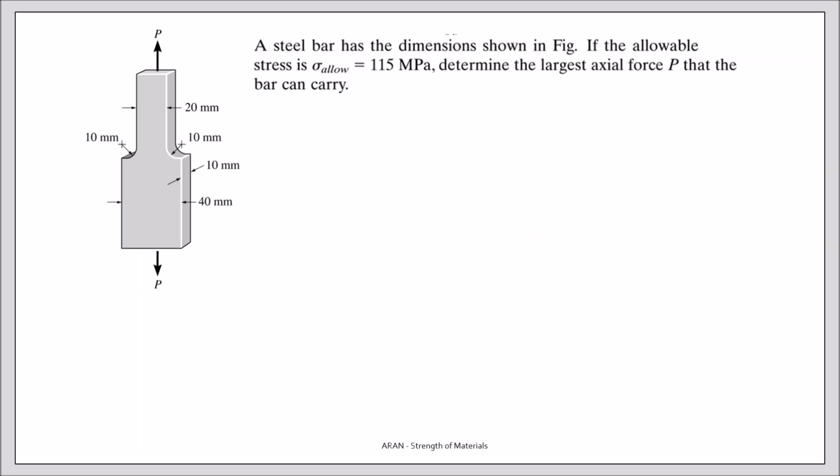Let's make a simple problem. We have a steel bar. The dimensions are given. Here it's 20, and here it's 40. So the force P is asked. We have to determine the largest axial force which is possible if my allowed stress is 150 megapascal.